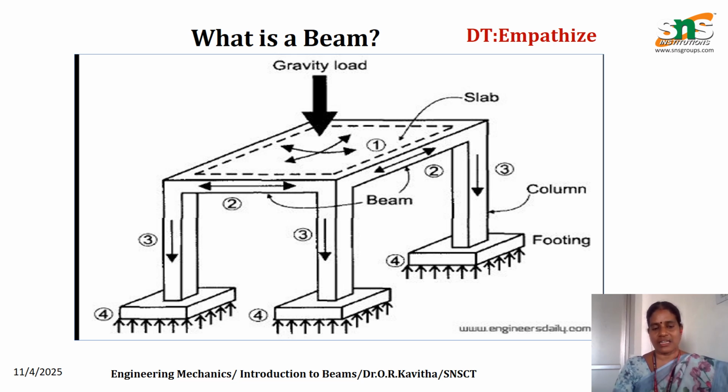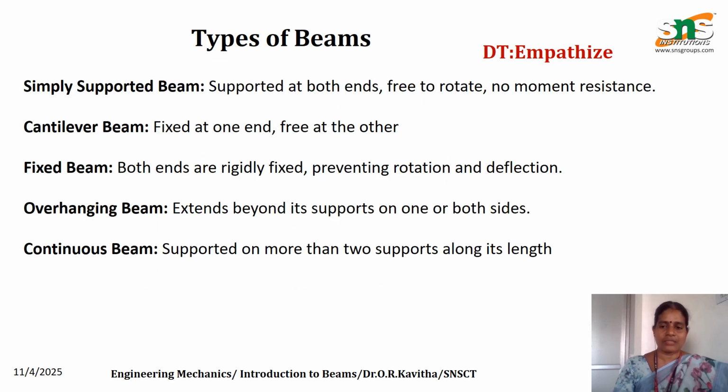The types of slabs are one-way slab and two-way slab, and you will study these in detail next year. Here some part of the load from the slab will be uniformly distributed to this beam. Again, this beam will carry the slab load from this part. Similarly, the loads will be transferred to the adjacent beams in this manner.